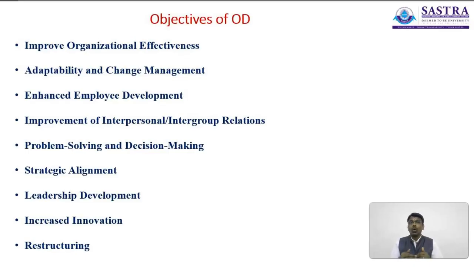In a nutshell, OD supports organizational restructuring when required. As organizations grow or face new challenges, they may need to redesign their structure, roles, and processes. OD helps manage these changes in a systematic and smooth manner. It also ensures that restructuring efforts are aligned with the organization's goals and implemented with minimal resistance from the employees. This leads to improved efficiency, better coordination, and a more adaptable organization.